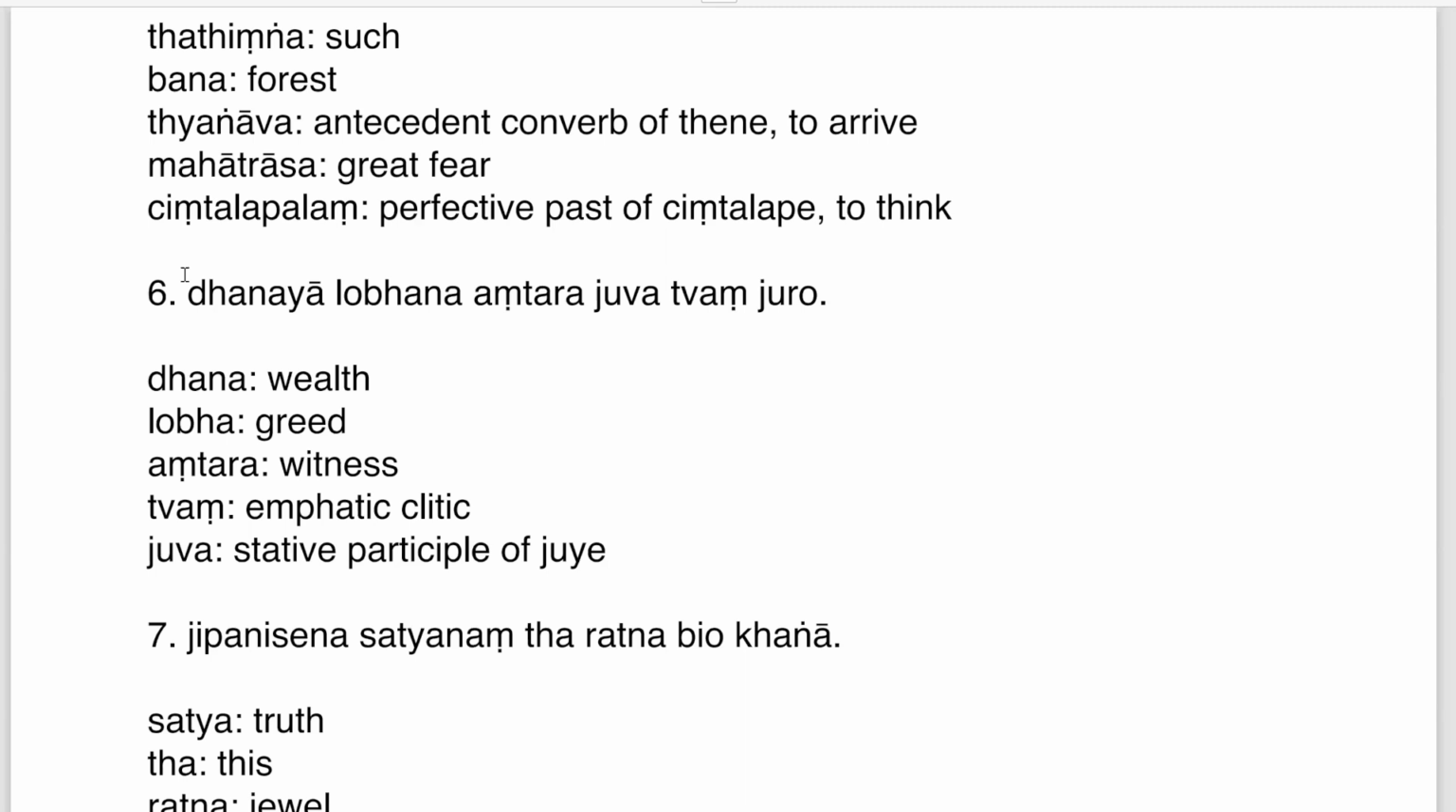So Dhana, genitive of wealth, Lopana, Lopa is greed, Na is agentive or instrumental. So because of the greed for the wealth, he or they, it is third person because the finite verb juro is the perfective past disjunct. So it must be a third person or a second person. So he or they became witnesses. And one here is emphatic, poetic.